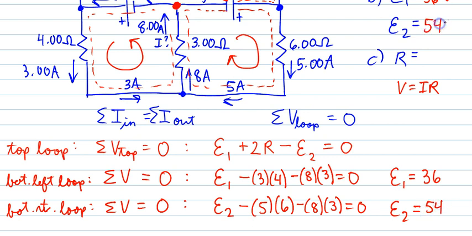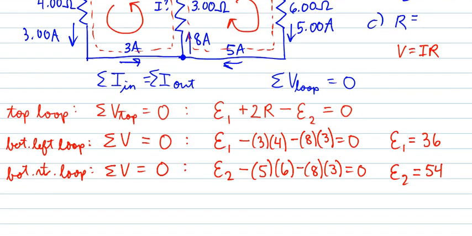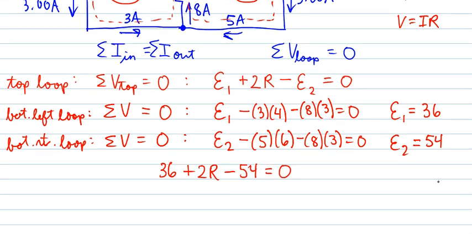Okay, so 54 volts. And now solving for the resistance is pretty easy, because we know that E1 is 36. We know that E2 is 54. And so what we have is that 2R is equal to 18. So obviously R is 9 ohms.